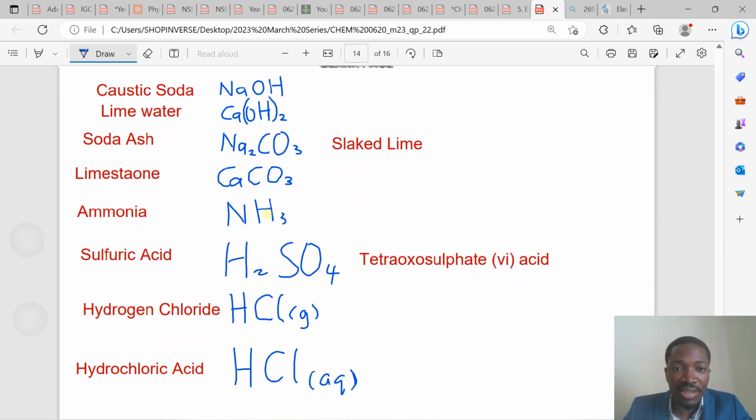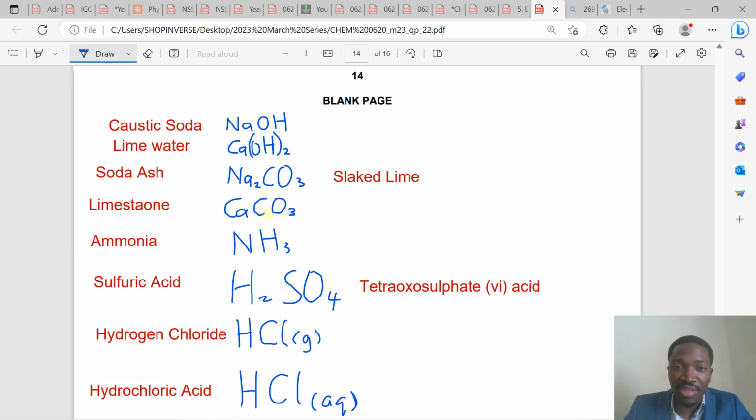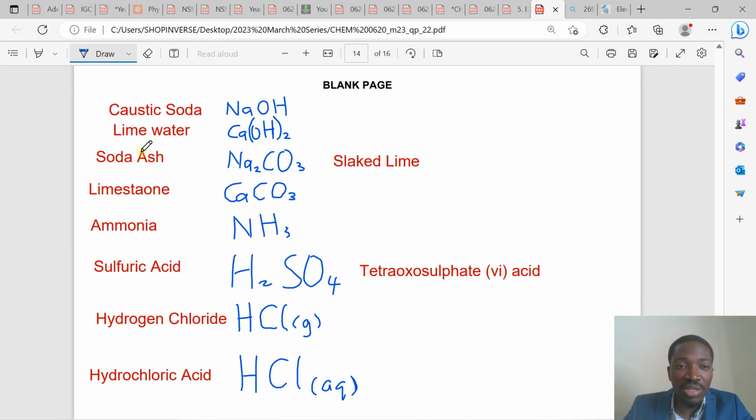If you are writing any IGCSE chemistry exam, you must know these chemicals. Please, if you do not have any of these offhand, just try to memorize this so that you know each of them. This is caustic soda. Sodium hydroxide is your caustic soda. Lime water is calcium hydroxide. Your soda ash is sodium carbonate and is also referred to as slaked lime. Then limestone is CaCO3, calcium carbonate.